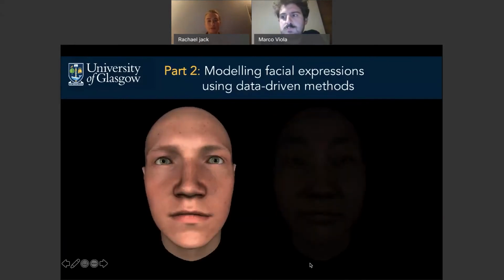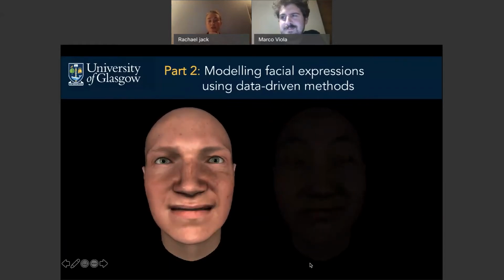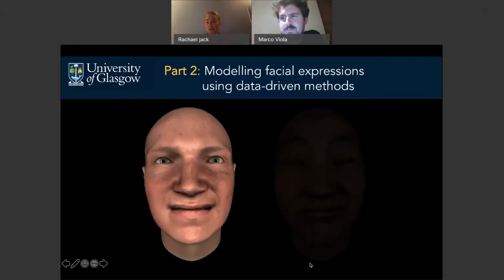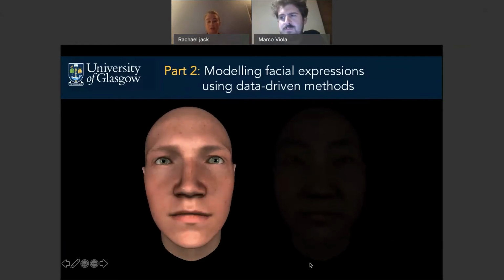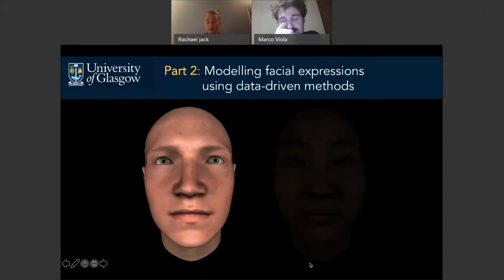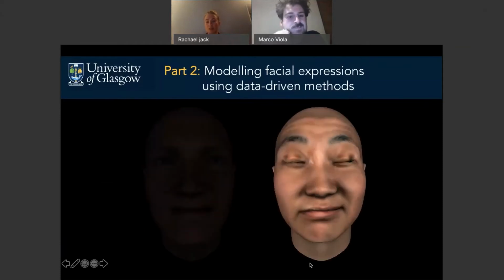So let's say that you encounter this person and you are trying to interpret how they feel. You might think that this person is angry or disgusted. Most people think that they're maybe angry or disgusted. That's because they're making a facial expression which you might find familiar. It's something that you know and that you can readily label. Now, how about this other person?